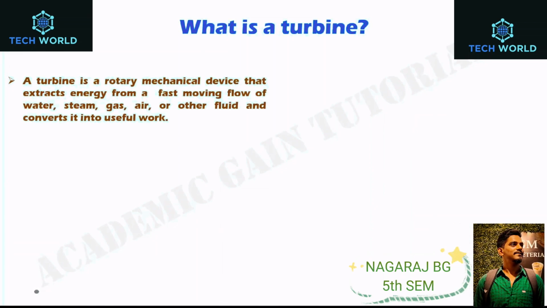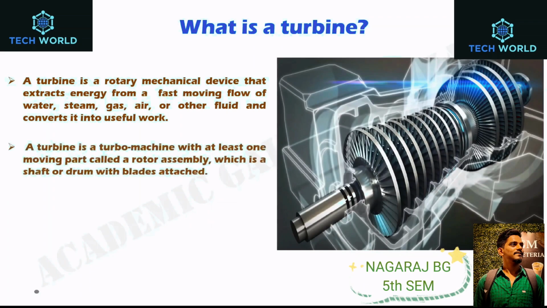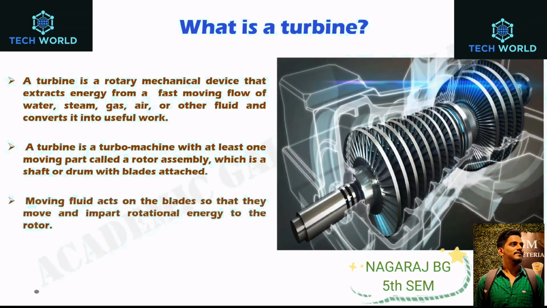We are discussing the topic of the turbine. What is a turbine? A turbine is a rotary mechanical device that extracts energy from a fast-moving flow of water, steam, gas, air, or other fluid and converts it into useful work. A turbine is a turbomachine with at least one moving part called a rotor assembly, which is a shaft or drum with blades attached.